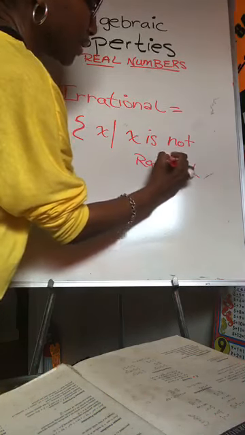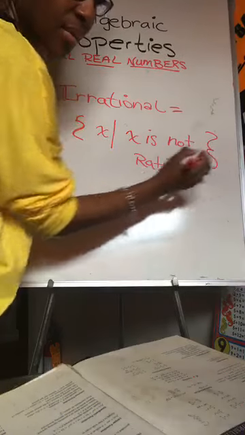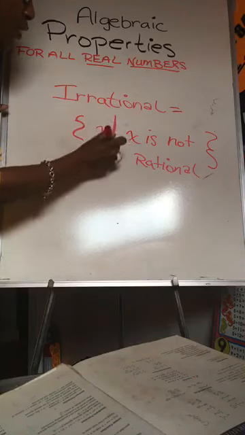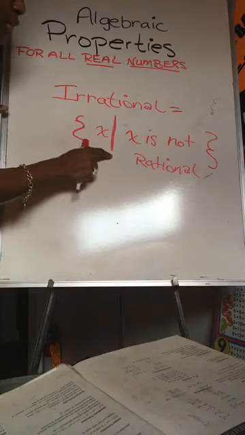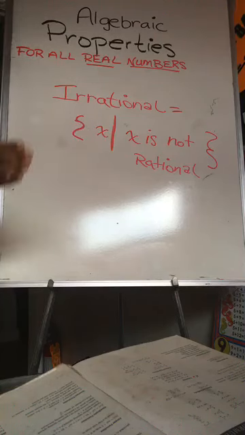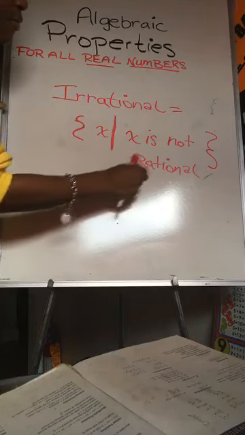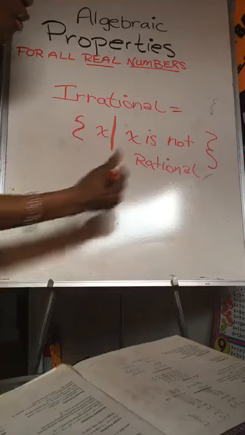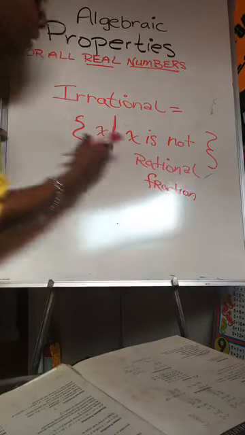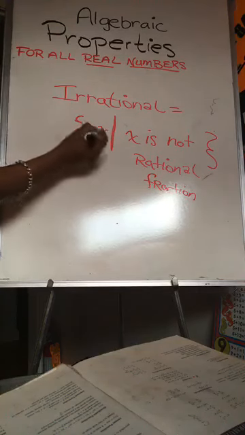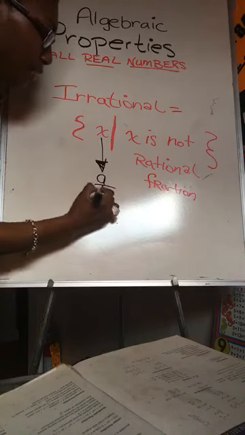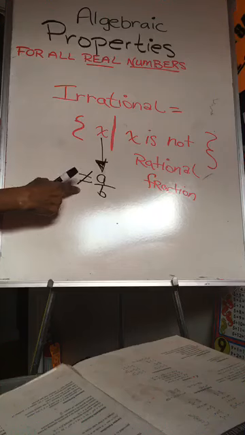You'll see it like this written in the textbook, okay? And they have to close it with the brace. So this little bar tells you that x is in some type of interval, but this number x, the variable x, because it represents some real number, x is not rational. And remember what rational numbers are. Rational means fraction. So that means whatever this variable represents, it cannot be a fraction.